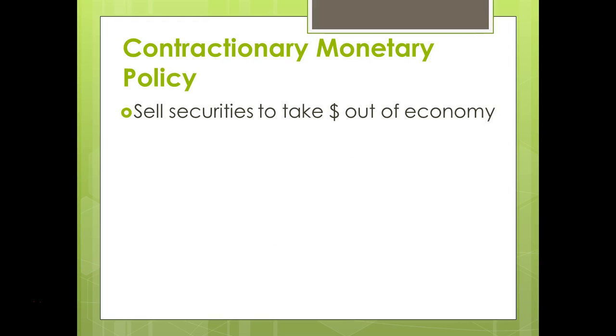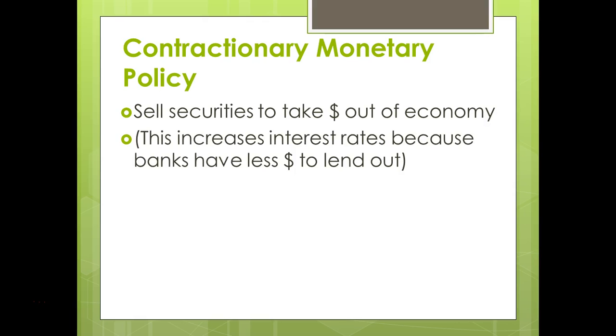Contractionary monetary policy is when the Fed sells securities. They sell securities to banks and the banks pay money for them, and that money leaves the economy. This increases interest rates because banks have less money to lend out. The Fed could increase the discount rate.